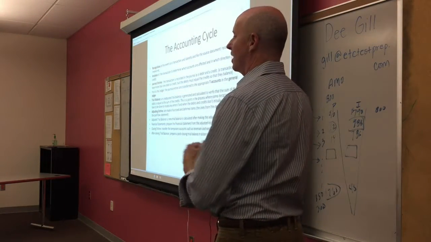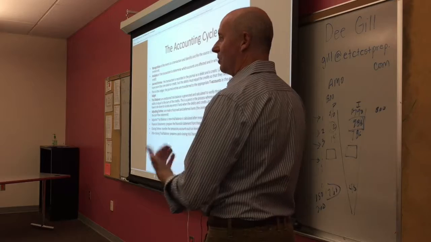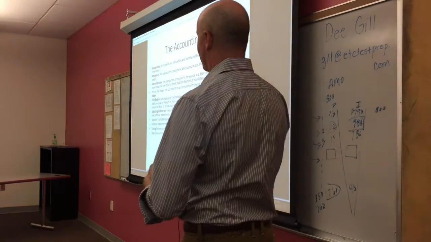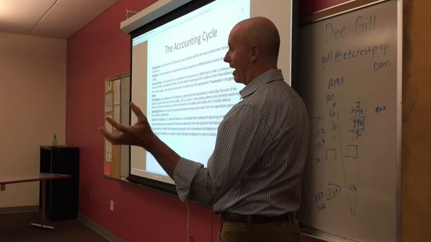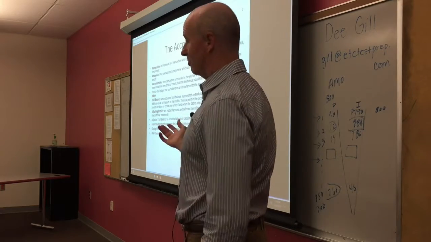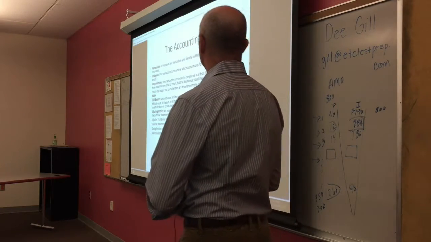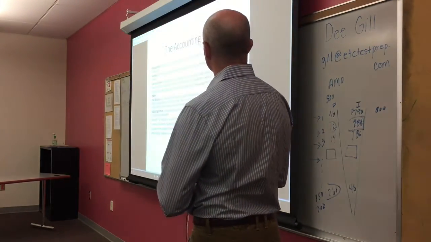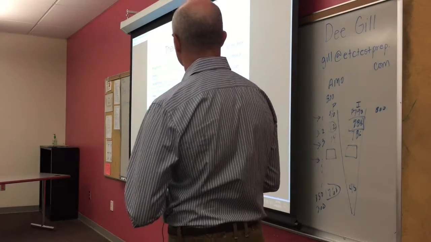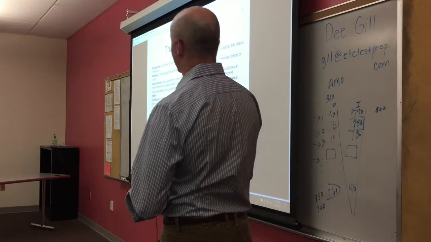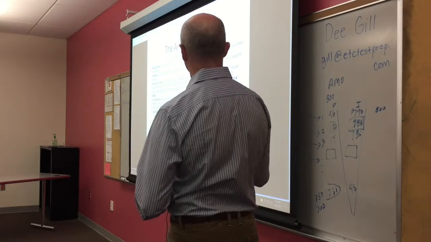So if it's an invoice from your landlord, and okay, now we've got to pay rent. That's going to affect cash. We're going to reduce cash, and the expense will be the landlord, right? So then you have your journal entries, and the journal entries is where the transaction is actually recorded as a debit and credit.